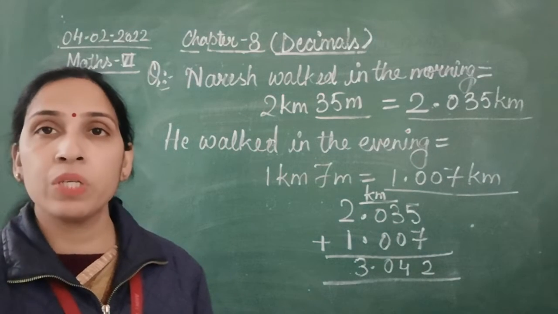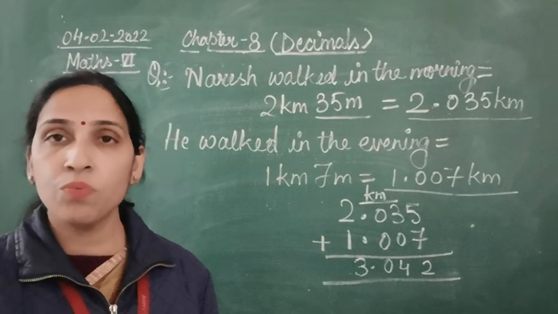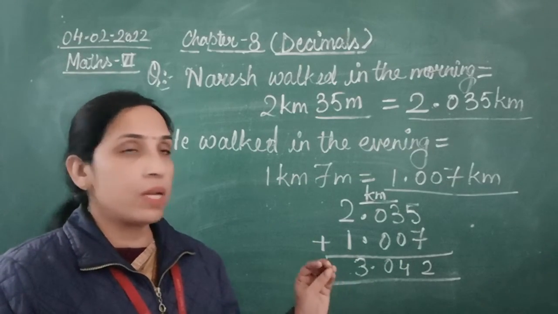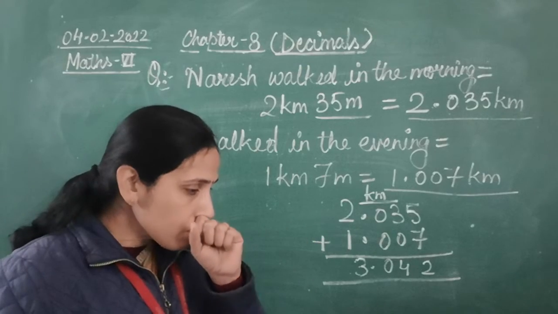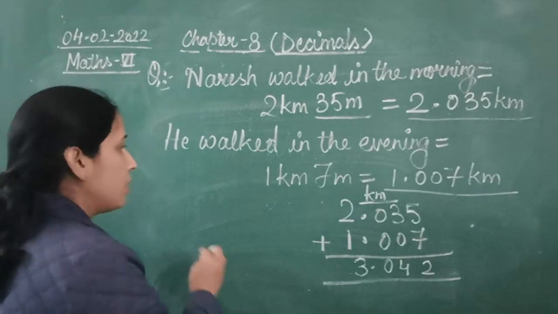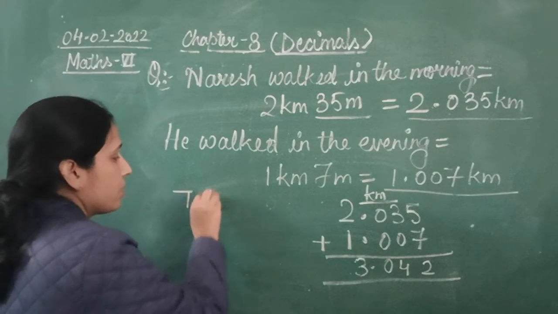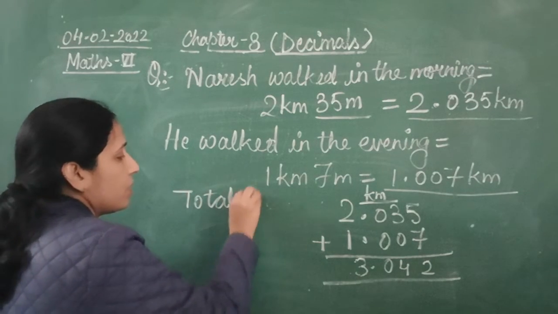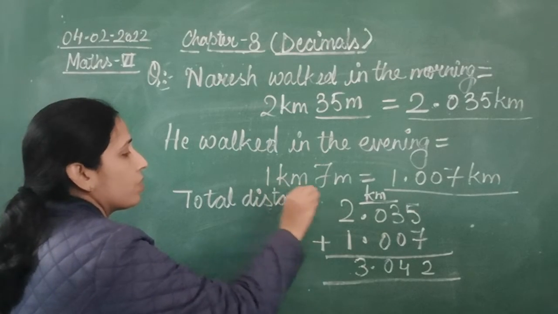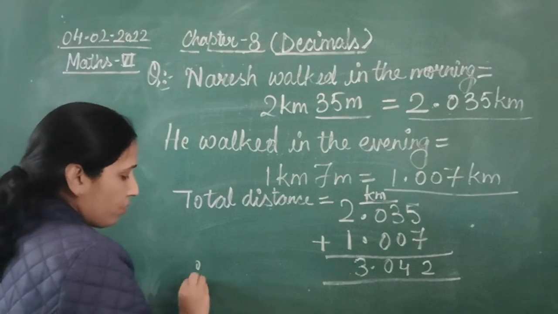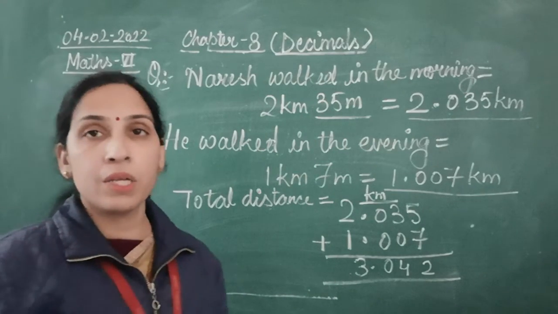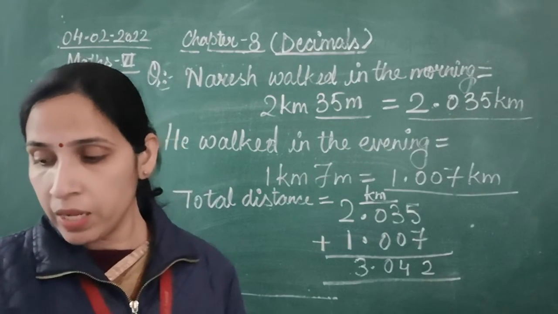I hope this question is clear to you all, how to find it out. See, in any question wherever you get such a question, total distance he covered, total distance, therefore also that is important, therefore total distance covered by Naresh is whatever the length.